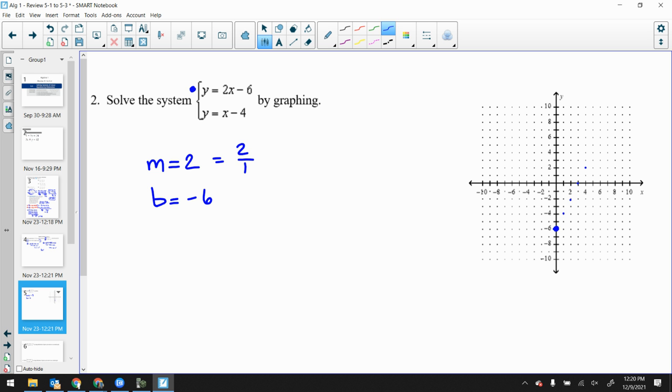And now I'm going to make a lot of dots because I don't know where the other line is going to end up. So I'm just going to be careful. Whoa, kind of made my line a little zigzaggy there. I'm going to be careful and make my line go all the way through the graph.